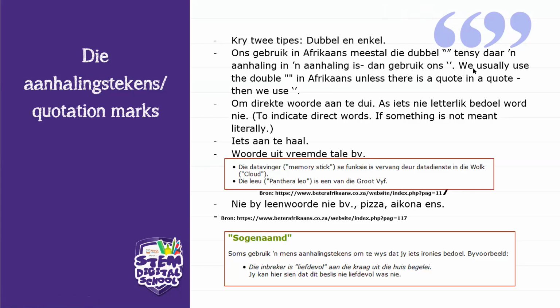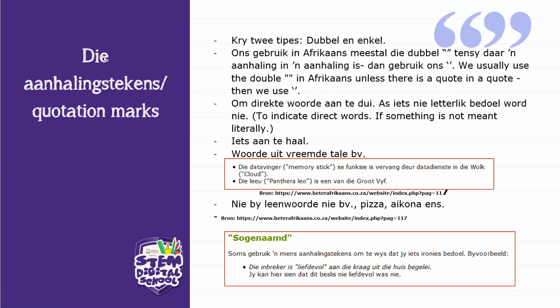So I wrote here for you. We usually use the double quotation marks in Afrikaans unless there is a quote in a quote. Then we use the single quotation marks. Then it's also used om direkte woorde aan te dui as iets nie letterlik bedoel word nie. It's to indicate direct words if something is not meant literally. Then obviously to quote something from a text. And then this is important.